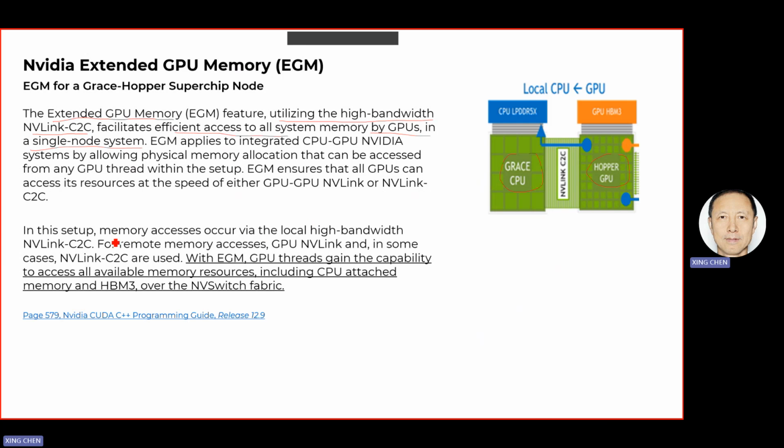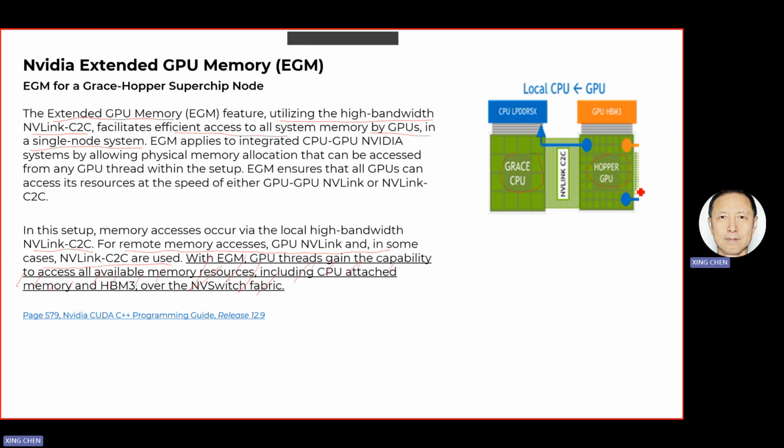Now, in this setup, memory access occurs via the local high bandwidth NVLink C2C. For remote memory access, GPU-CPU NVLink and in some cases NVLink C2C are used. Okay, we stop here. We are going to discuss the others in the next section, but we are going to leave all this to the next section.